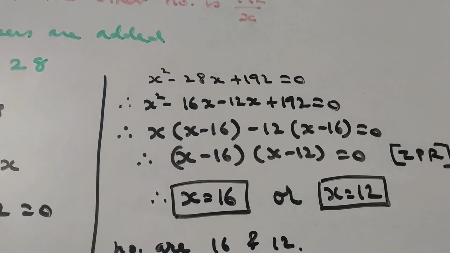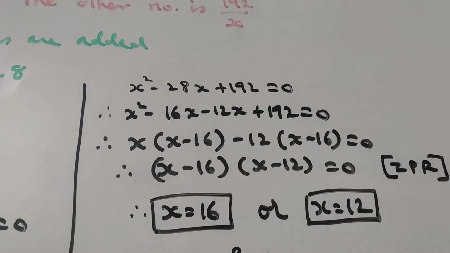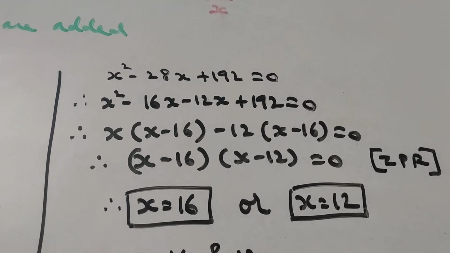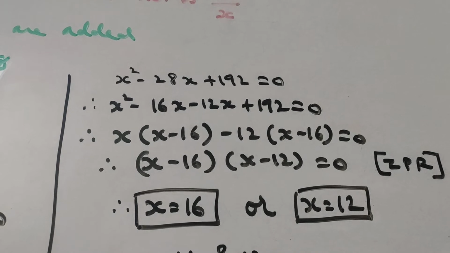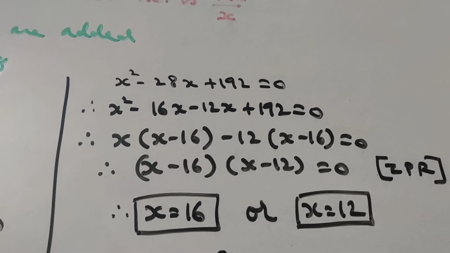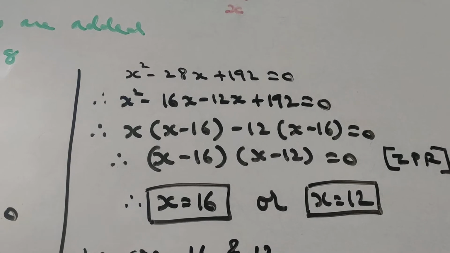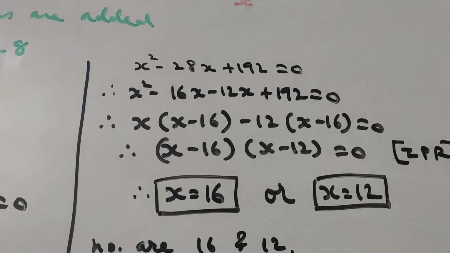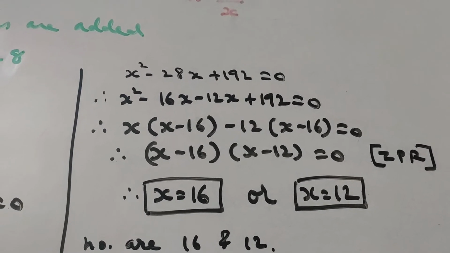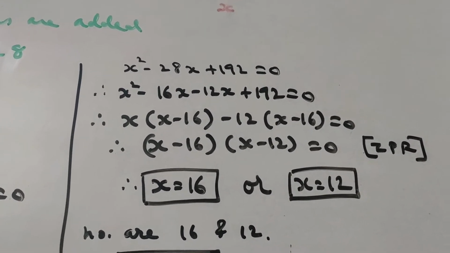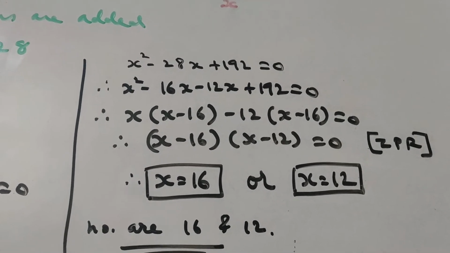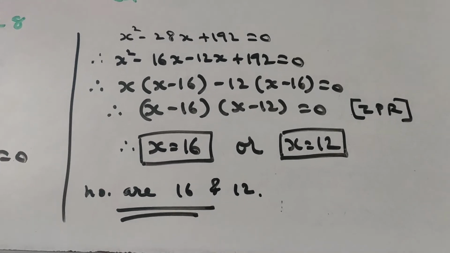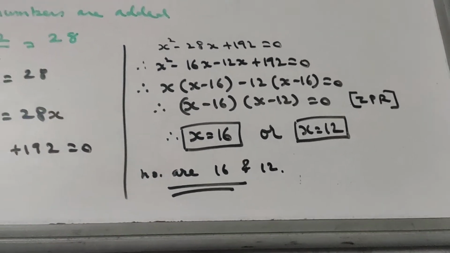So it is satisfied. So x square minus 16x minus 12x plus 192 is equal to 0. Therefore x bracket x minus 16 bracket minus 12 bracket x minus 16 is equal to 0. That means we are taking minus 12 as common. So now x minus 16 is common, so x minus 16 comes out, remaining is x minus 12 is equal to 0. We are using ZPR rule. If you remember, we have already done this type of sums in chapter number 5, that is quadratic equation. So we got two numbers, x equal to 16 and x equal to 12. So our numbers are 16 and 12. So this is the way we do the sum.